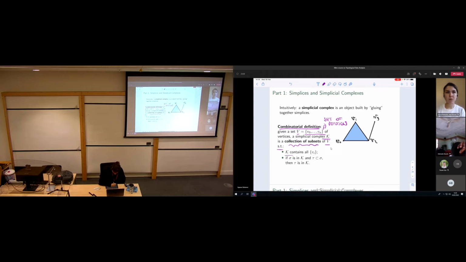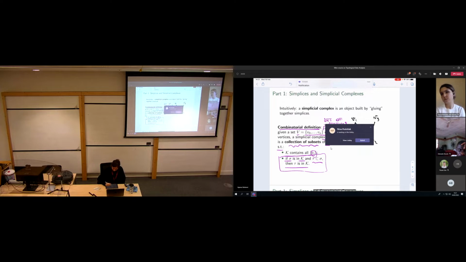First, the simplicial complex needs to contain all the vertices, so all the subsets made up by a single vertex. Second, if I have a simplex in my simplicial complex, then all its faces need to be part of the simplicial complex as well. Now, I don't want you to think too much about this latter definition. It's a technical definition that's needed to make all the algebraic machinery we'll need to compute homology work.